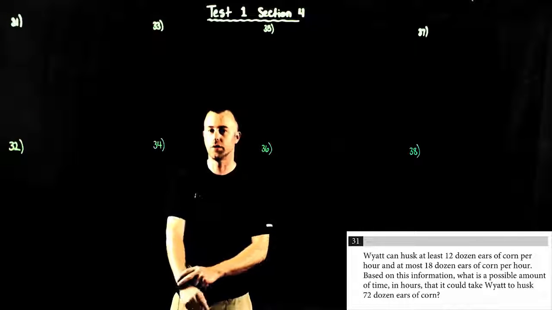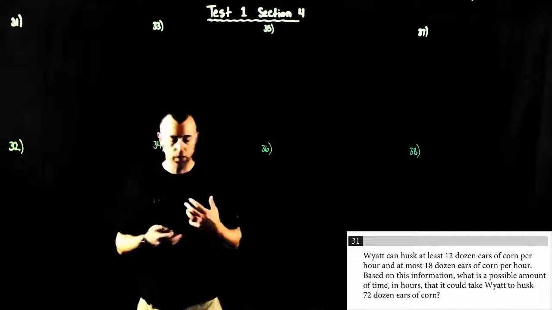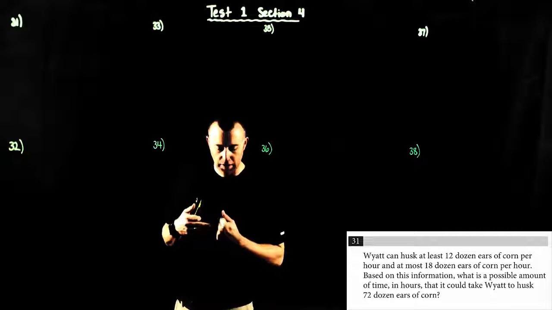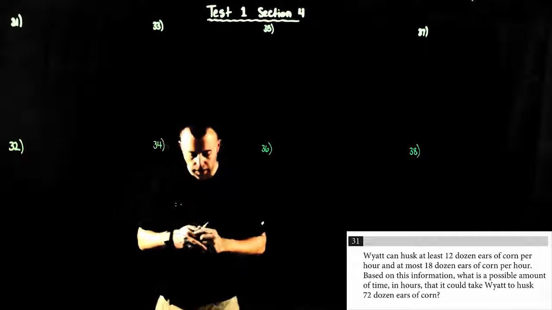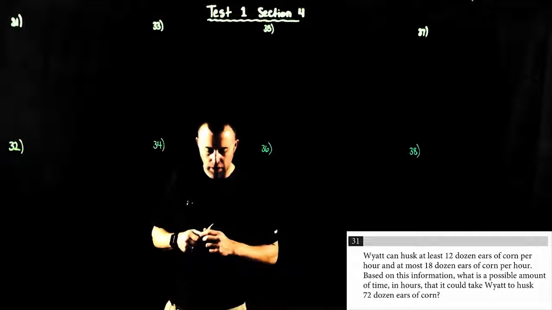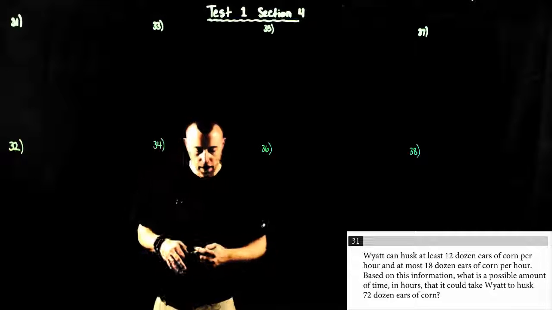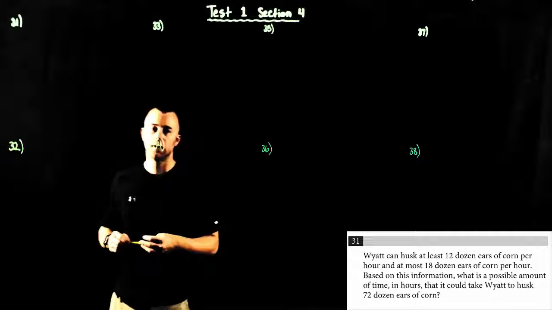All right, so now onto the grid ends. We're starting off here with number 31. It says that Wyatt can husk at least 12 dozen ears of corn per hour. So they're giving you a rate, and then at most he can do 18 dozen ears of corn per hour. Based on those two rates, what is the possible amount of time in hours that it could take Wyatt to husk 72 ears of corn?